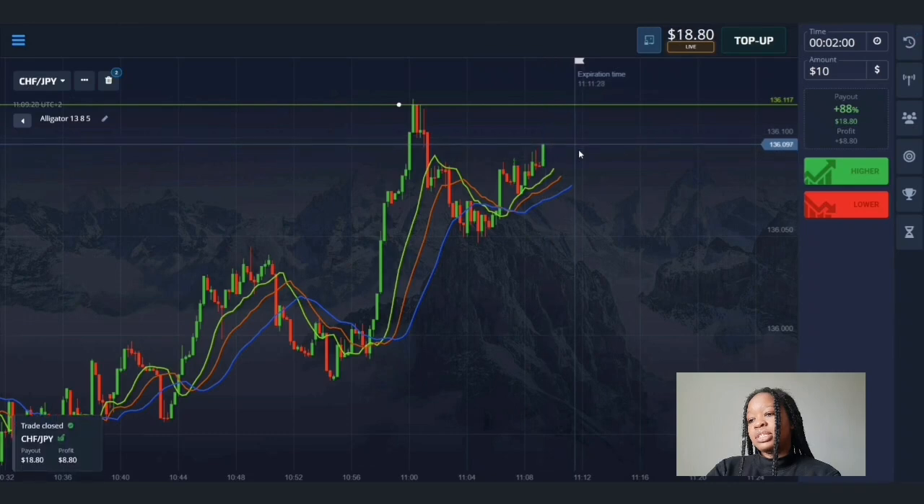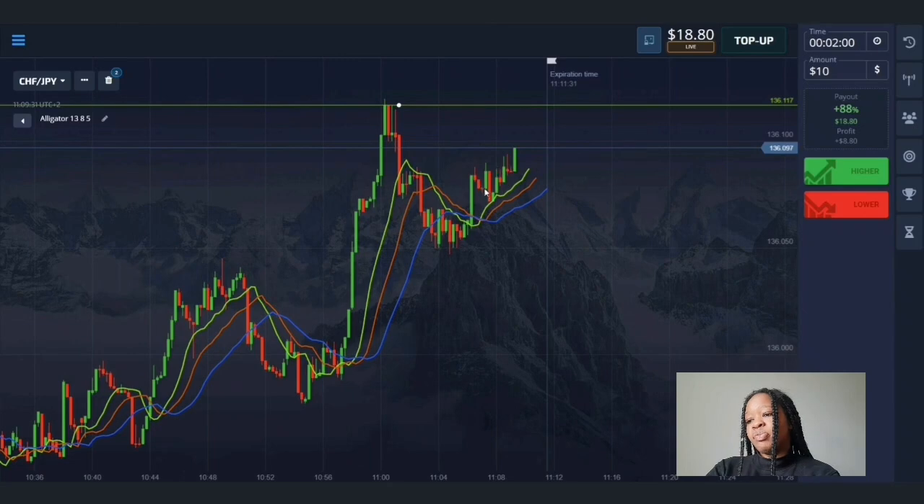Analyzing this, after the pullback, the trending up resumed, and this trade has brought me very good profit, and thanks to the indicator I could analyze the movement. So let me go on.